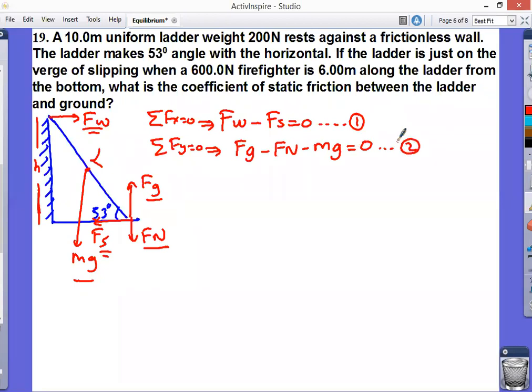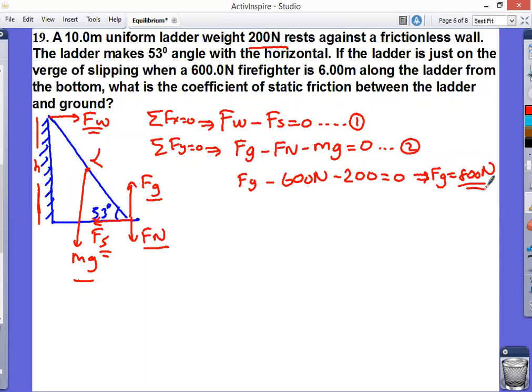But here we can find the force due to ground easily. Why? Because we know that the normal force is 600 Newton, right? And our weight over here is given to you as 200 Newton. So we can find Fg as 800 Newton, okay?